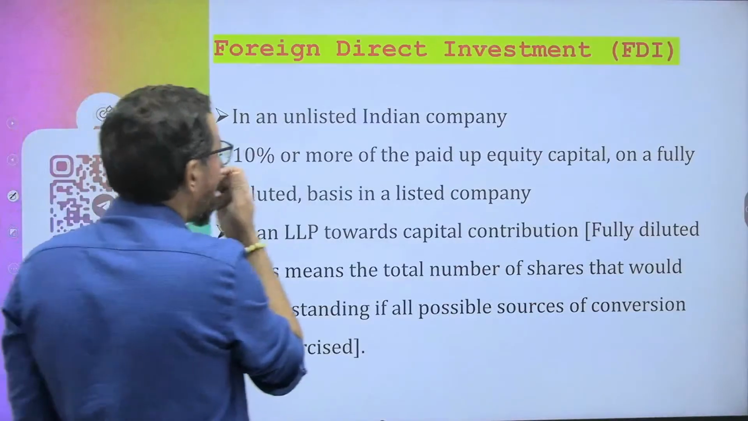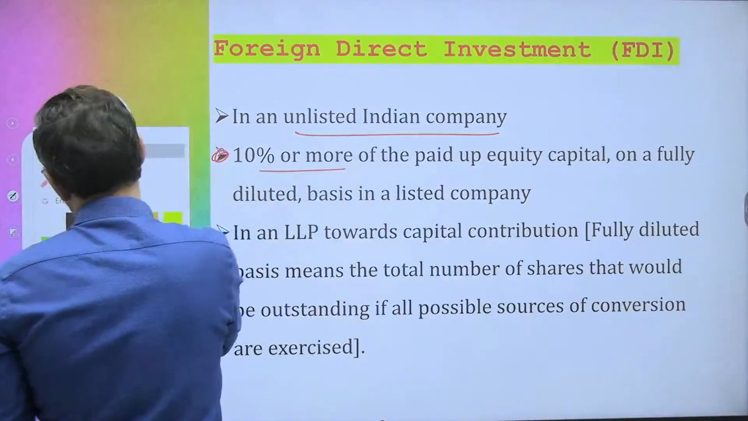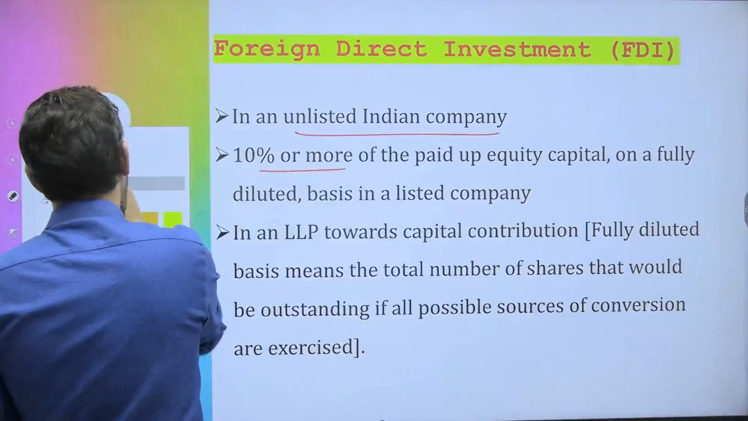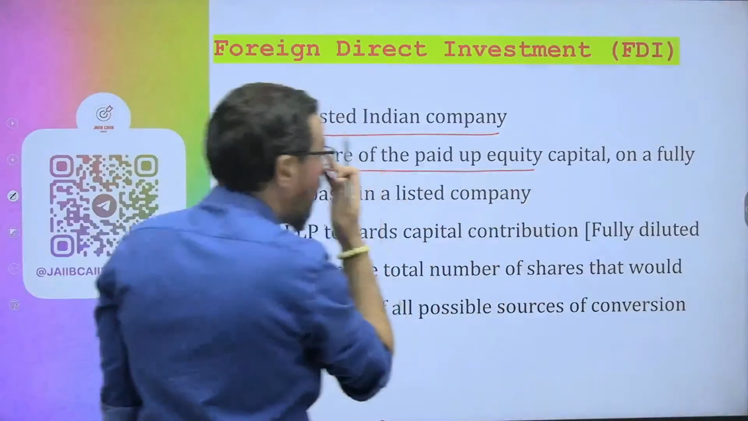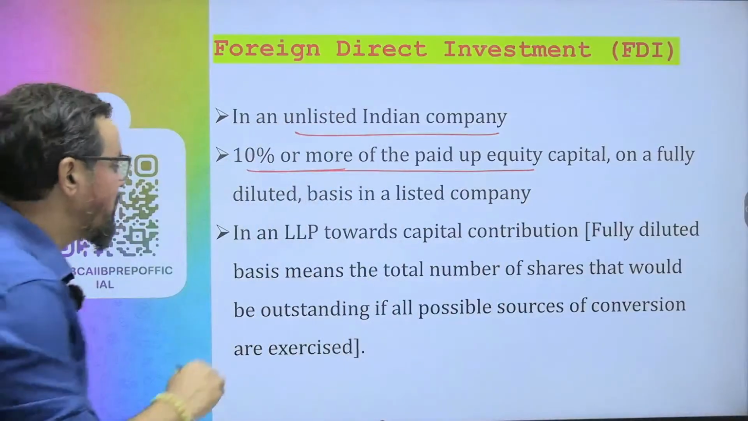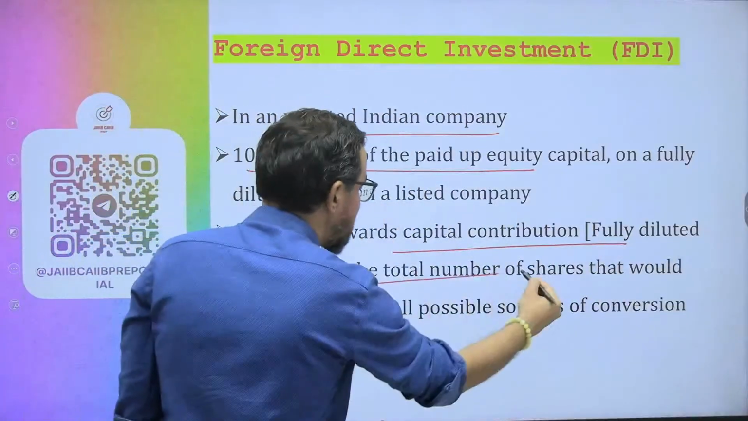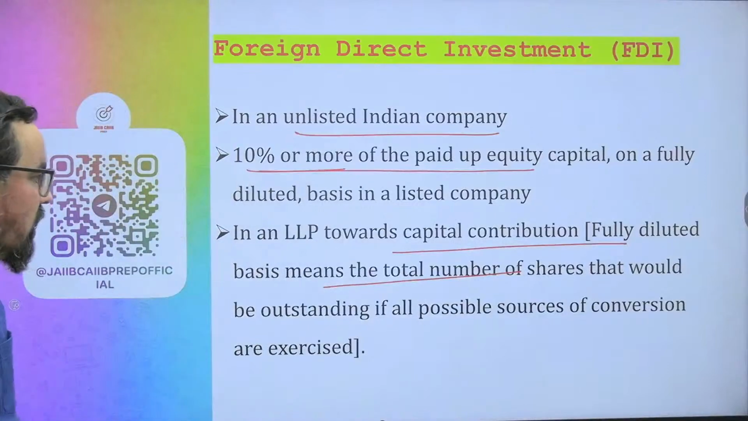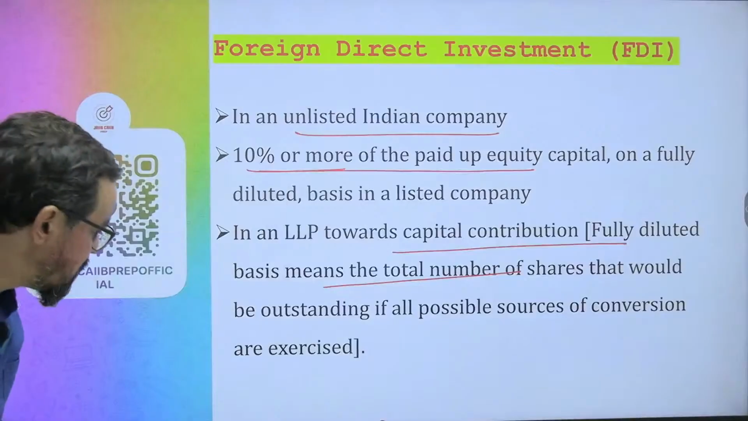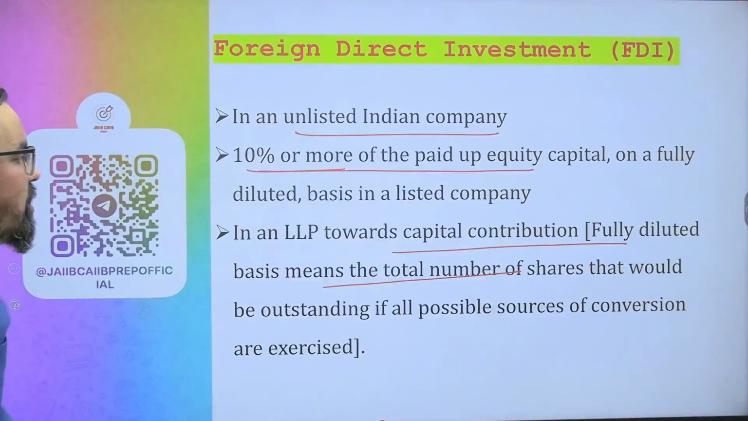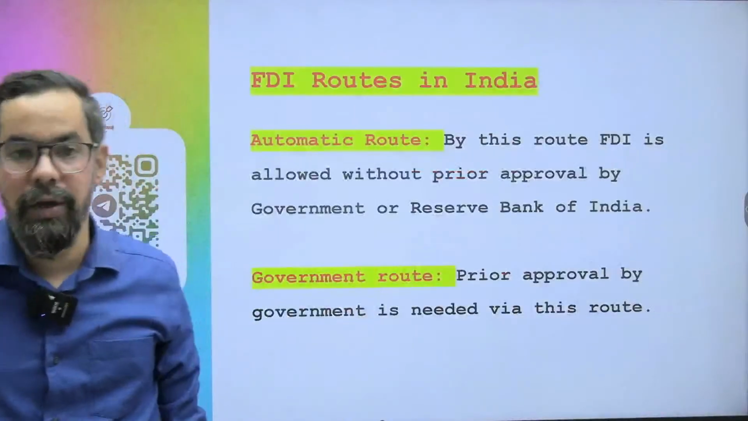FDI can be in an unlisted Indian company, or in case of a listed company 10% or more of the paid up equity capital. In LLP, towards capital contribution. Fully diluted basis means the total number of shares that would be outstanding if all possible sources of conversions are exercised. So basically we have the definition or the qualification for the FDI.